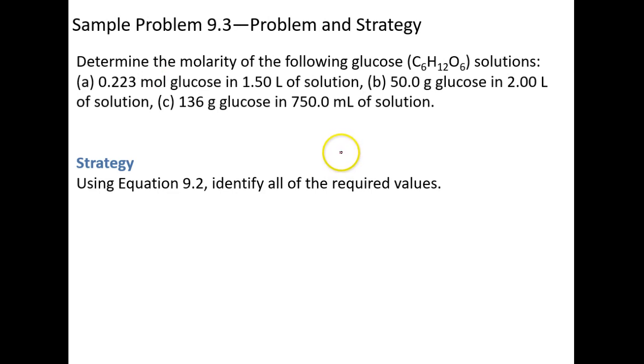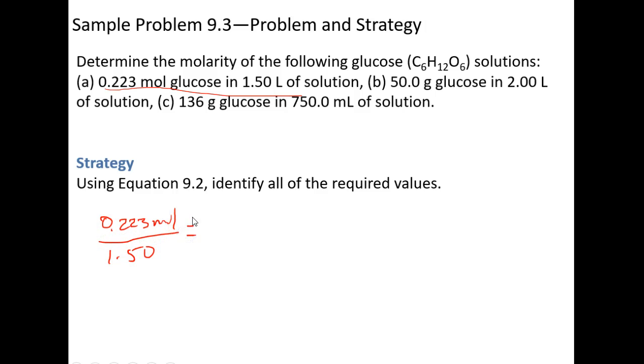All right, and as long as your answer is moles divided by liters, you're good, okay? So let's just do two of these problems, A and B. The first one's pretty straightforward. You want to find the molarity of adding 0.223 moles of glucose in 1.5 liters. So 0.223 moles of glucose divided by 1.5 liters. That's all you basically do, okay?